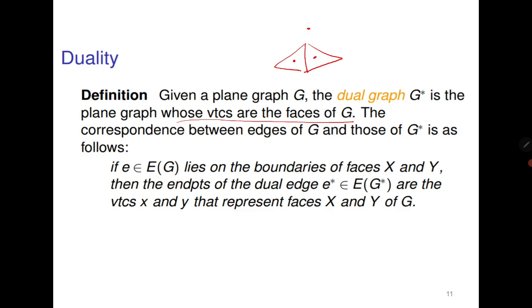So 3 faces are there, and if there is an edge which lies on the boundary of 2 faces, then the endpoints of the dual edge are the vertices x and y that represent those faces. Here this is an edge which lies on the boundary of 2 interior faces, so you make them adjacent. Then this is the edge which lies on the boundary of the exterior and an interior face, so you make them adjacent. Then this one, then this one, and then this one. So here you can clearly observe this is the dual graph of the given graph, which is again a planar graph or plane graph.